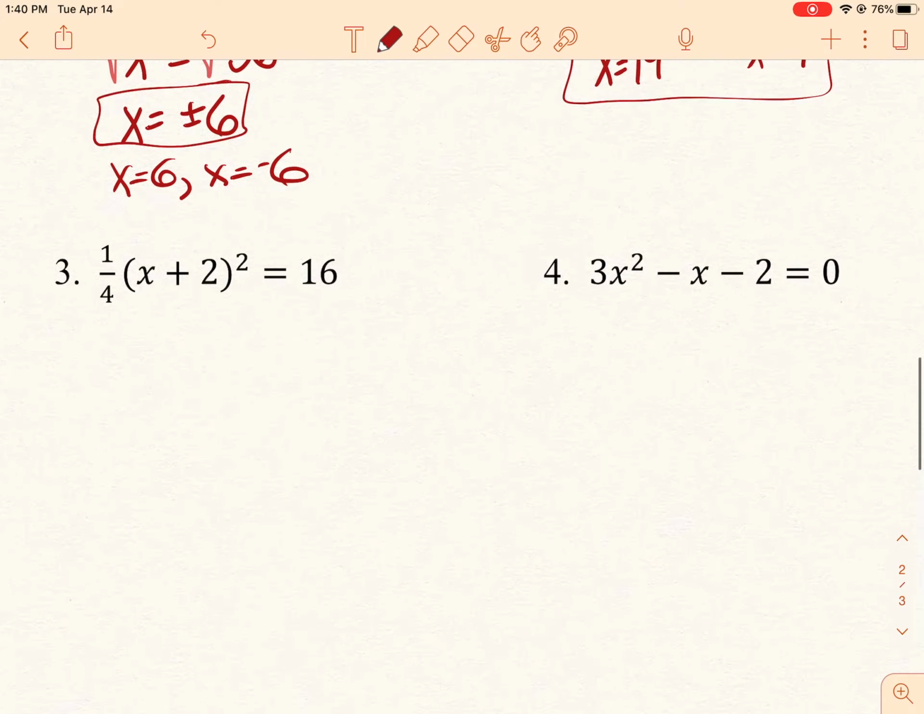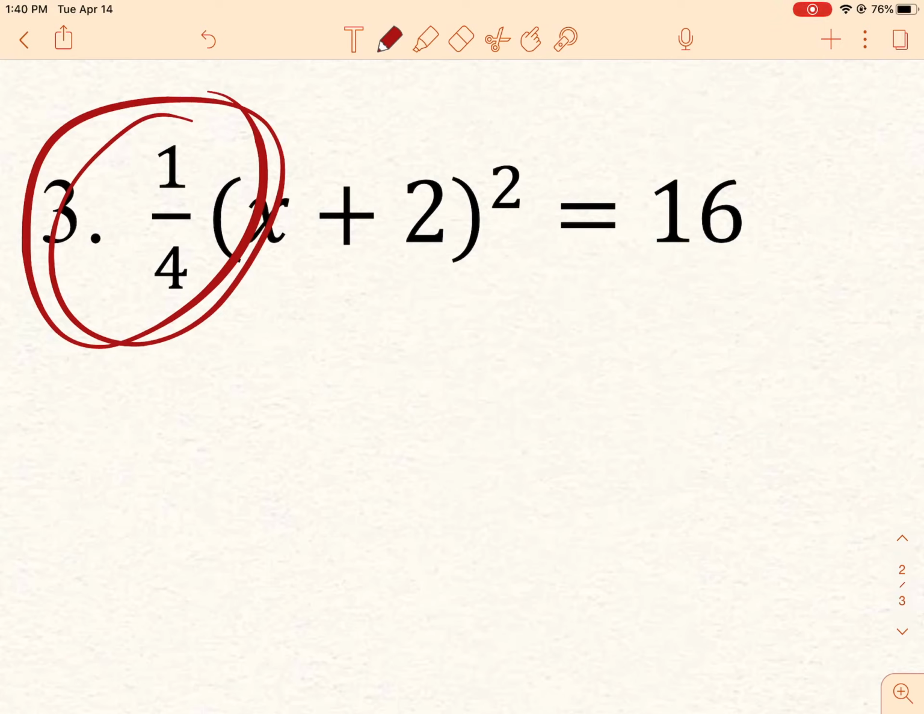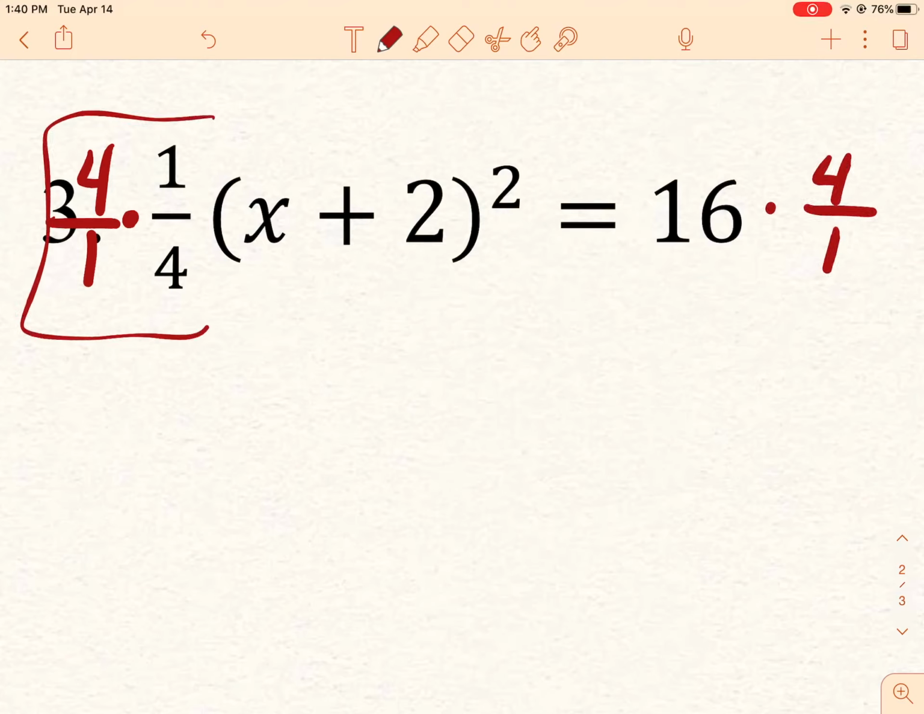When we go to something like number 3, it's almost the same, but you notice there's that 1/4 out in front. We can't square root it yet. We have to get rid of that 1/4. So we can divide by 1/4, and dividing by a fraction is the same as multiplying by the reciprocal. So the reciprocal of 1/4 is 4/1. Because what you get right here is 4/4, which is 1.